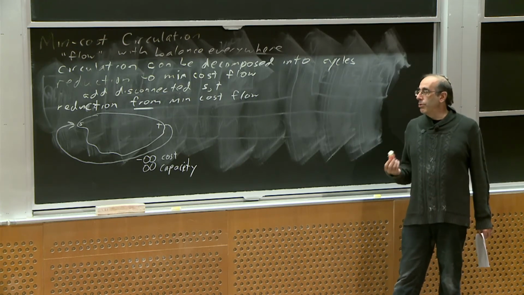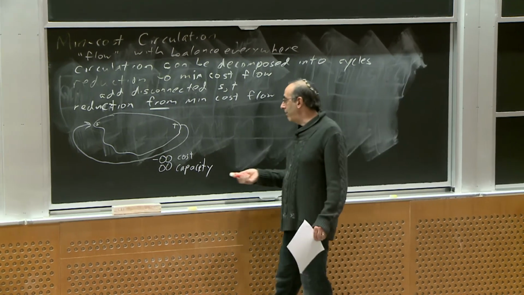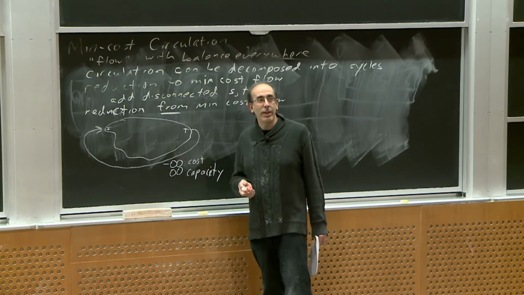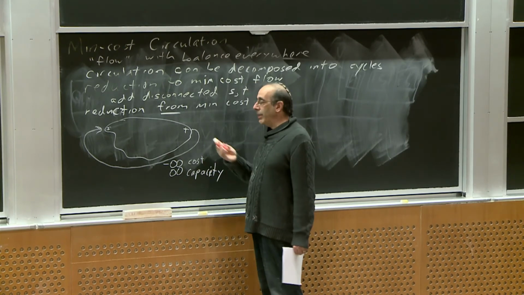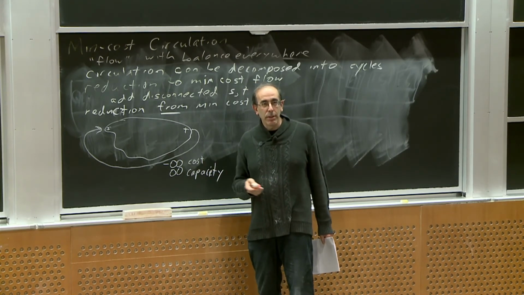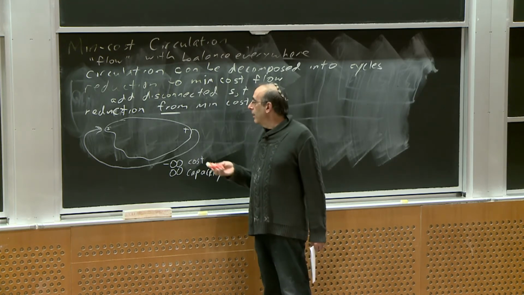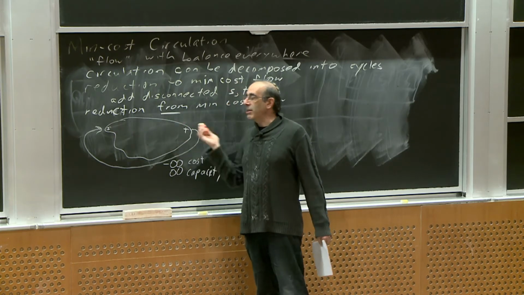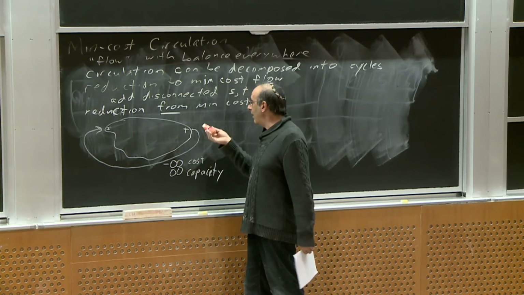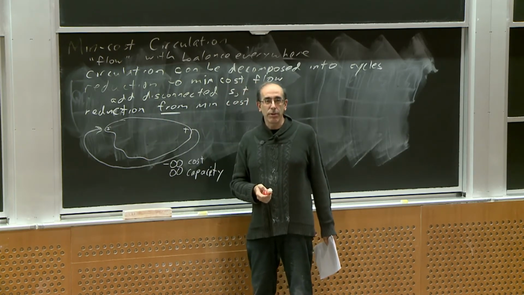Well, in order to achieve minimum cost, when you have an infinite profit on a particular edge, you're going to send as much flow as possible through that edge, right? And that is going to force you to send as much flow as possible from S to T in order to be able to ship it back along the return edge.